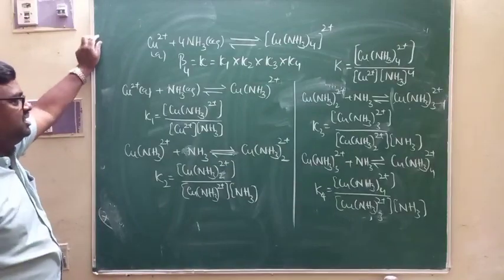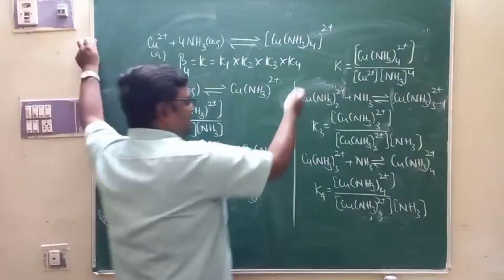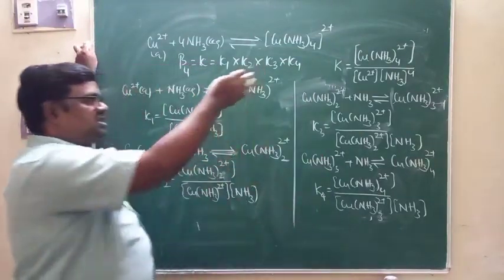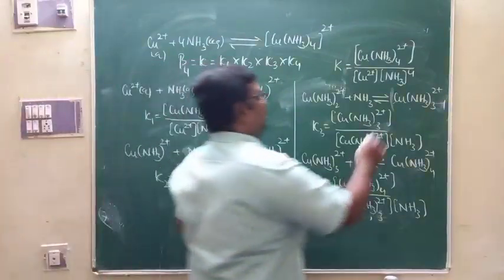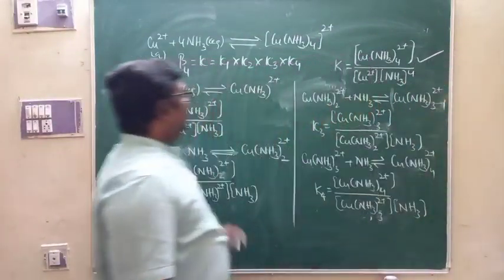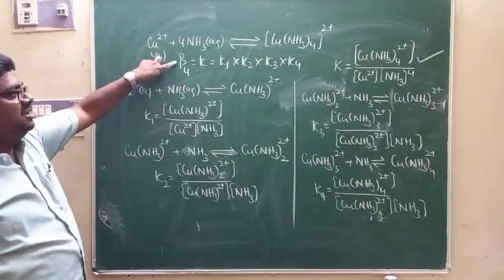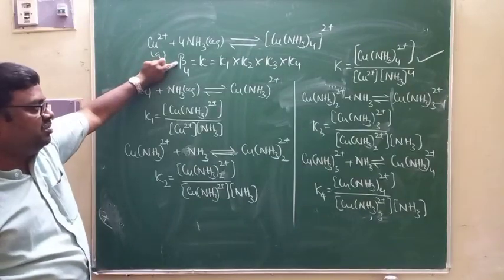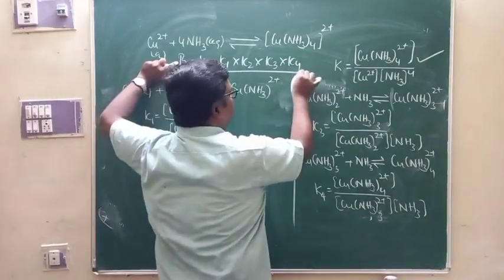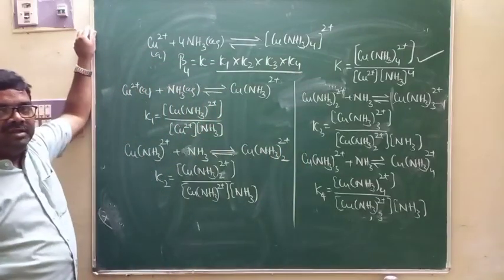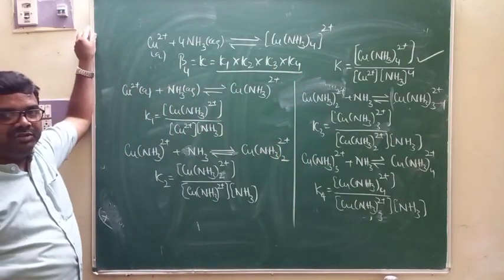Once again, you just multiply all the LHS and multiply the RHS, and you get this expression finally, right? According to that expression, that is what we call the overall association constant beta 4. So this is what we call the product of association constants of individual steps.